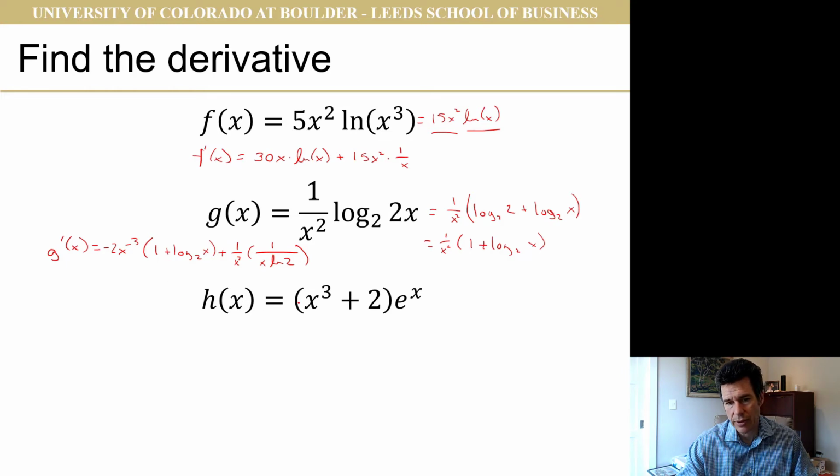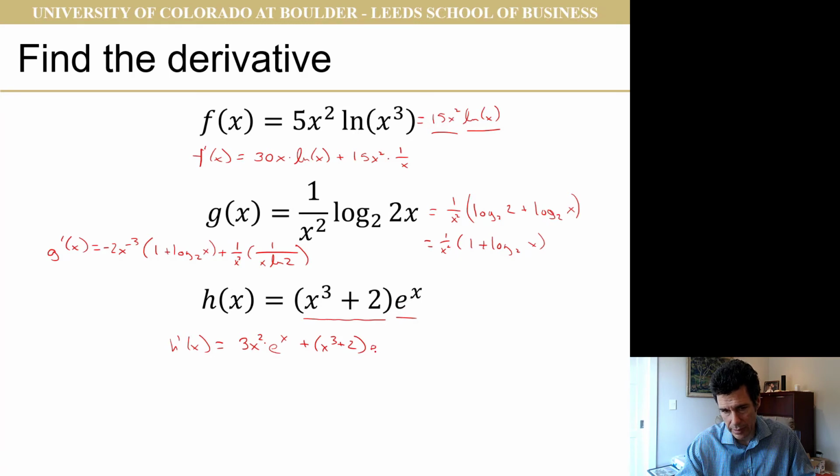H of x equals x cubed plus 2 times e to the x. Remember, product rule, first function, second function. h prime of x equals the derivative of the first function, 3x squared, times e to the x, plus the first function, x cubed plus 2, times the derivative of the second function. The derivative of e to the x is simply e to the x. So there we are.